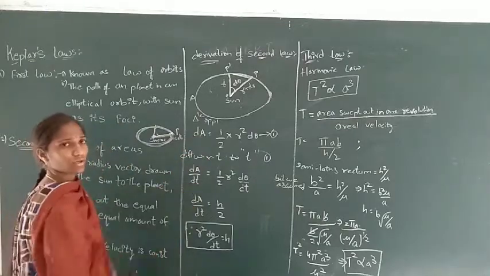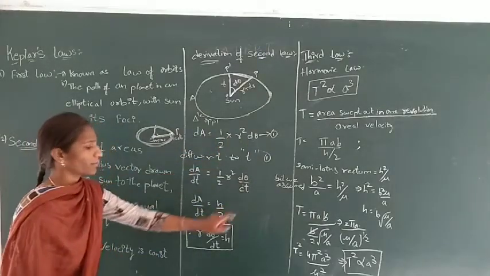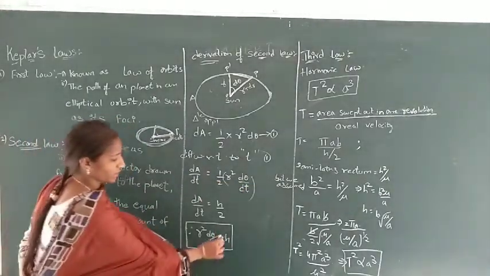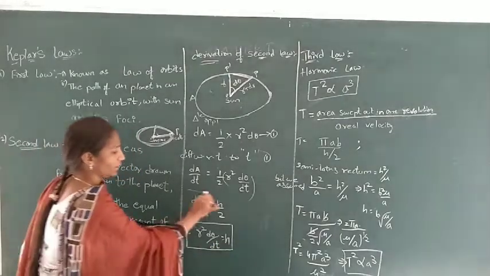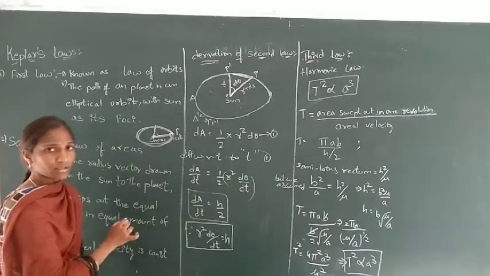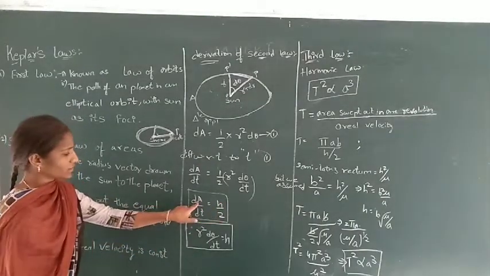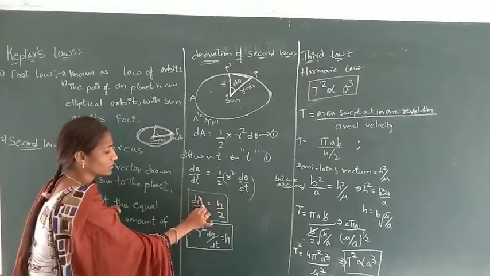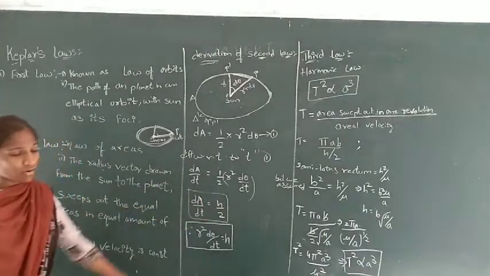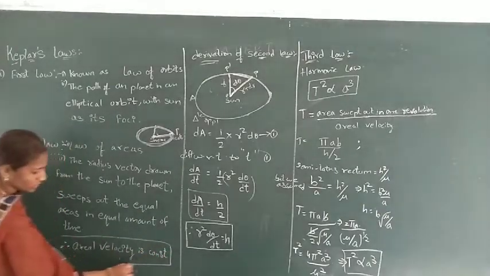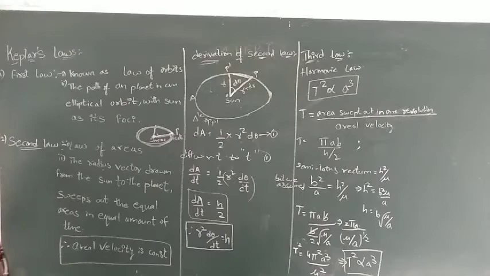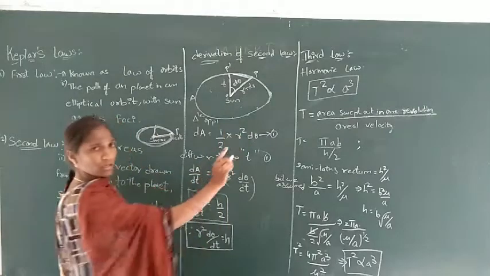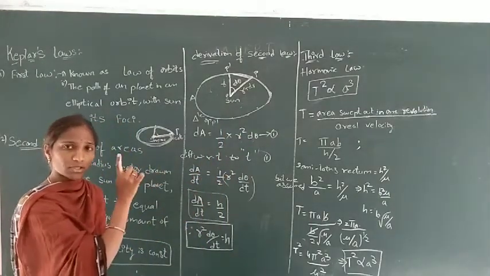dA by dt is equal to half r square d theta by dt. Now let us consider this entire term is equal to some constant h. Now dA by dt is equal to h by 2, which means h is a constant. The differentiation of a particular quantity being constant means it is termed a constant. According to the second law, the area velocity will be constant. Wherever the planet may be, here or here or here, whatever the distance, it covers equal amounts of area in equal amounts of time.